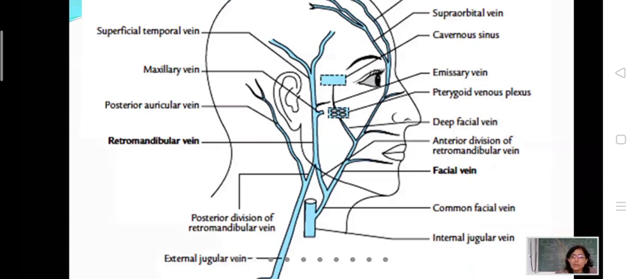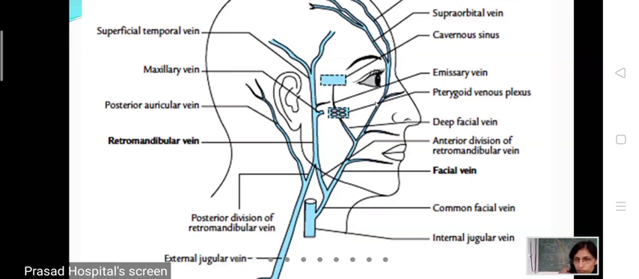This is a schematic diagram showing the venous drainage of the face. So I told you that venous drainage takes place by way of a facial vein and a retromandibular vein. First we will just see this diagram. Here you can see that supratrochlear and supraorbital veins join together at the medial angle of eye to form the facial vein.